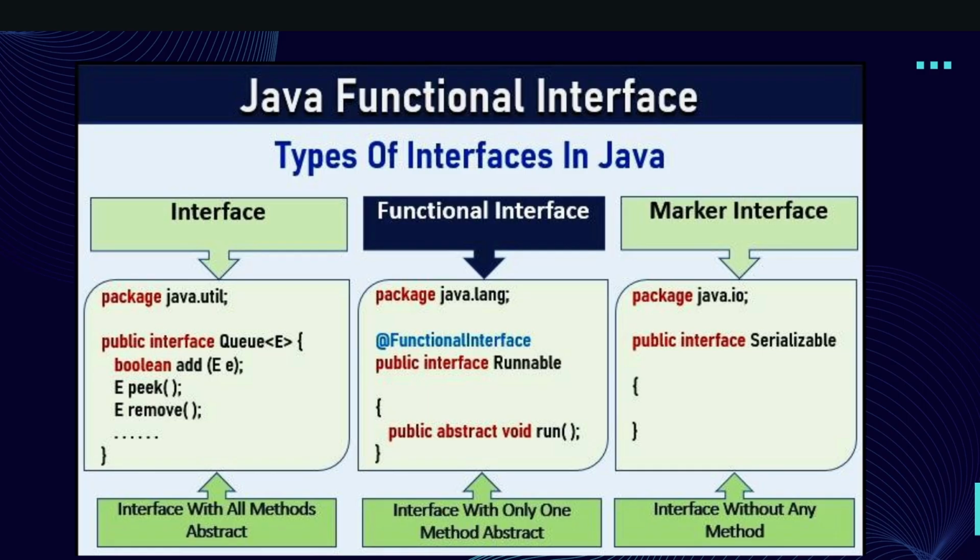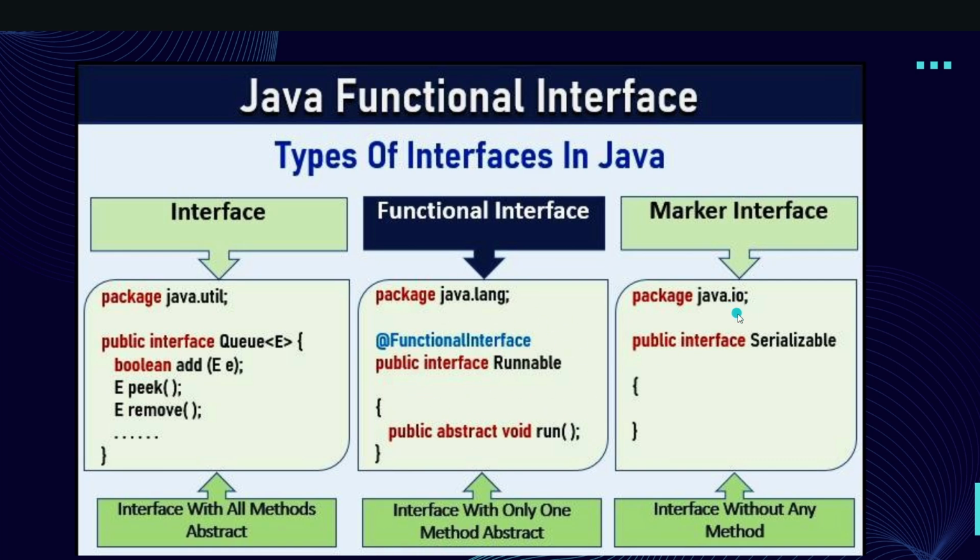Why are functional interfaces very useful? Suppose you have a use case where, for a specific task, you need to implement only one function. That function is very important. Or if you want to implement threads also, these functional interfaces are very useful.